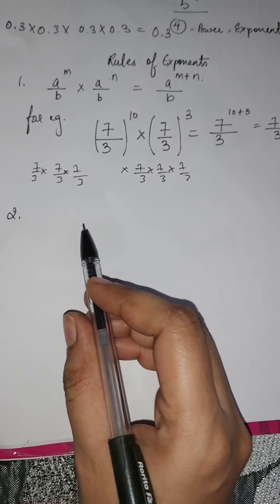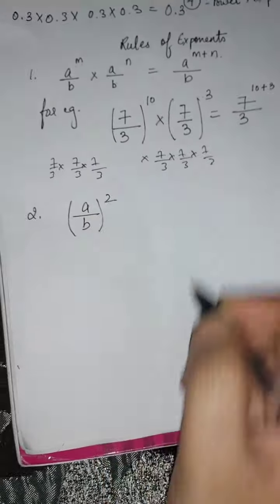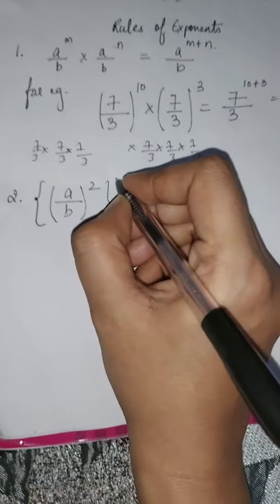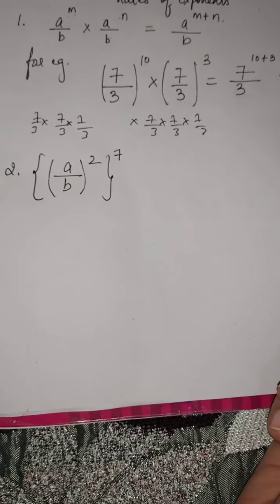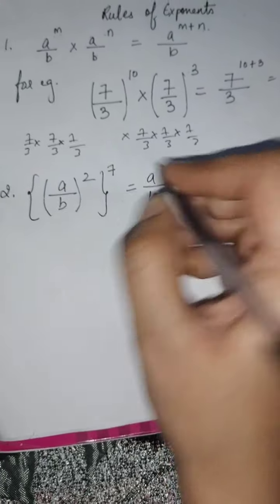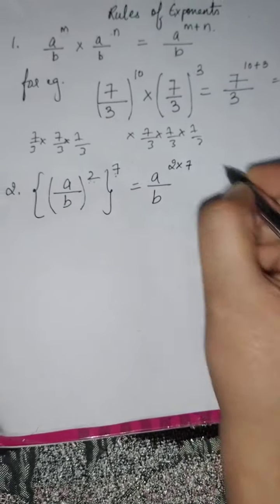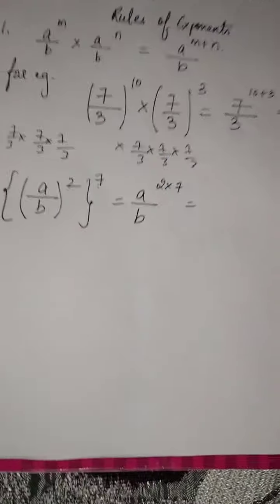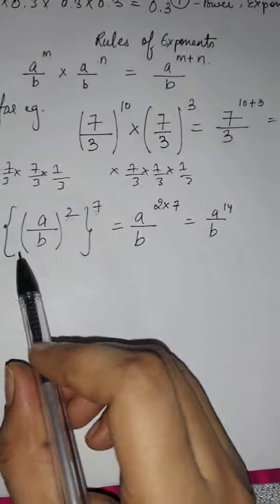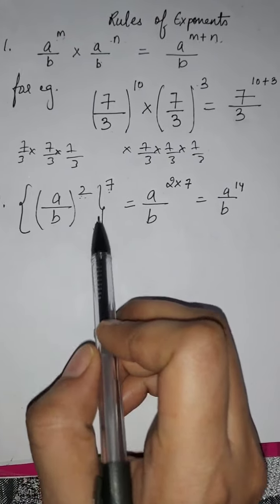Now let's look at the second rule of exponent. Suppose you have a fraction a upon b and it has a power. Now it is further enclosed in one more bracket and has another power outside it. Then in this case, what will you do? You will write this fraction once and these two powers will get multiplied into each other. So now the answer will be, the powers get multiplied, and the answer will be 14. Remember, these two powers are of the same fraction, but they are written outside different brackets.